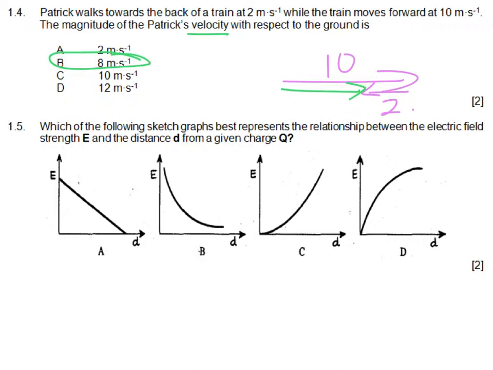The next one, which of the following sketch graphs best represents the relationship between electric field strength and distance from a given charge? So electric field strength is equal to KQ over R squared. So it is an inverse proportion. As the one gets bigger, the other one must get smaller, and it must be a square relationship. So that leaves you with B over there.